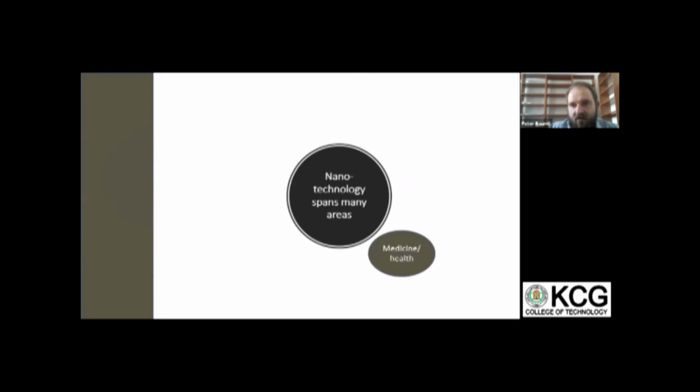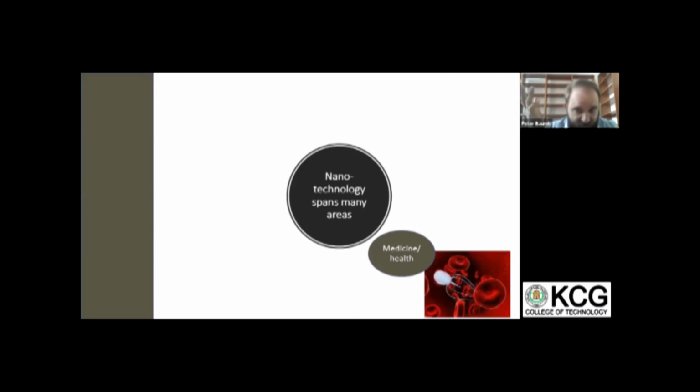And I would like to speak about applications. As you know, nanotechnology spans many areas. For example, medicine and health. You can see here, this is a fiction, science fiction could be. This is a drawing, but perhaps in the future, I don't know, in 10 years, we will be able to prepare small nano-sized robots which can operate something in the blood.